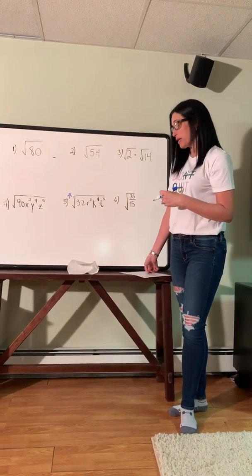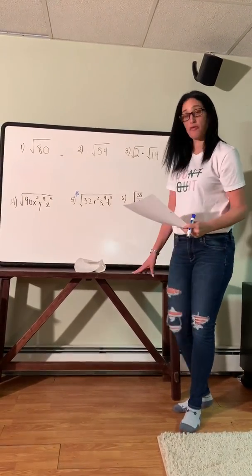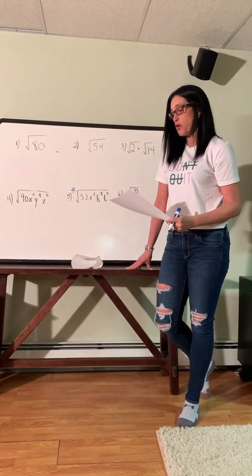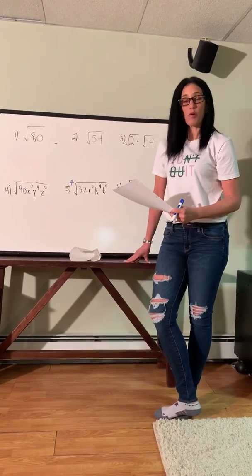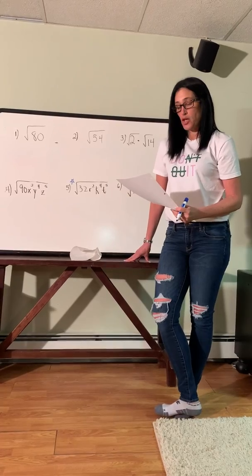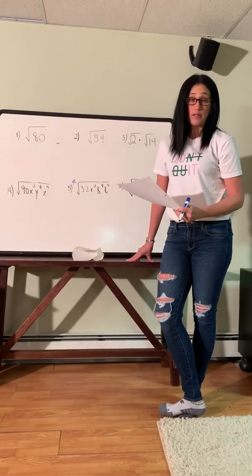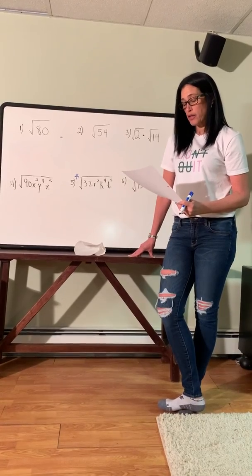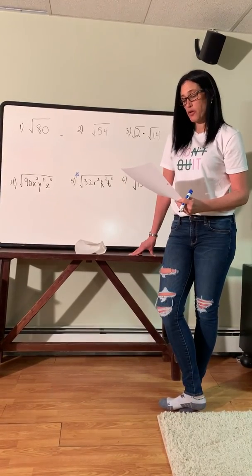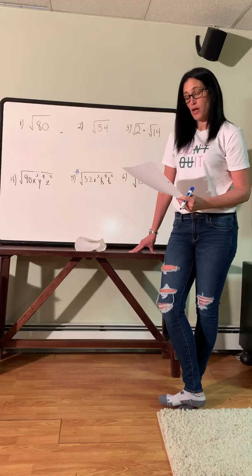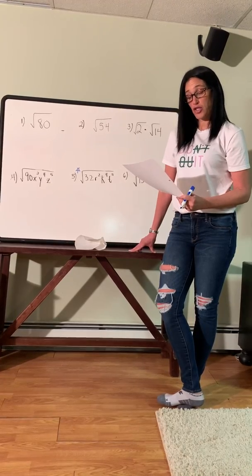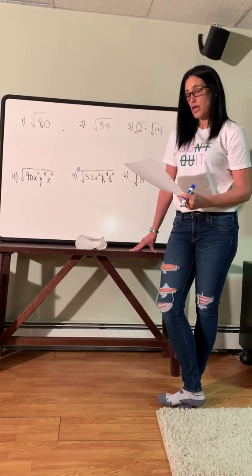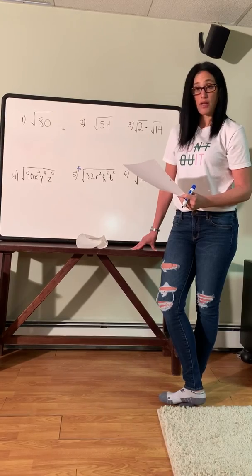All right, so we're doing 10-2 today, which is simplifying radical expressions. A radical expression is any expression that contains a radical sign. So we need to get it into simplest form. There's three things that we're looking for. No radicands have a perfect square factor other than 1. No radicands contain fractions, and no radicals appear in the denominator of any fraction.